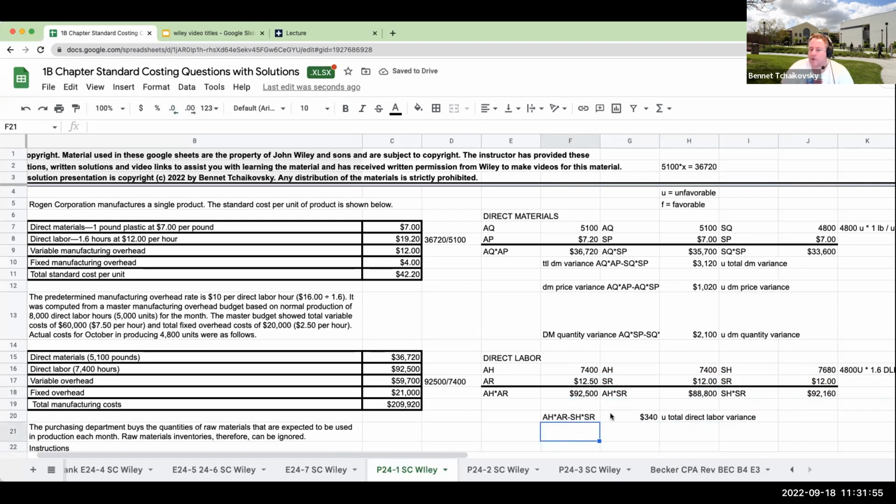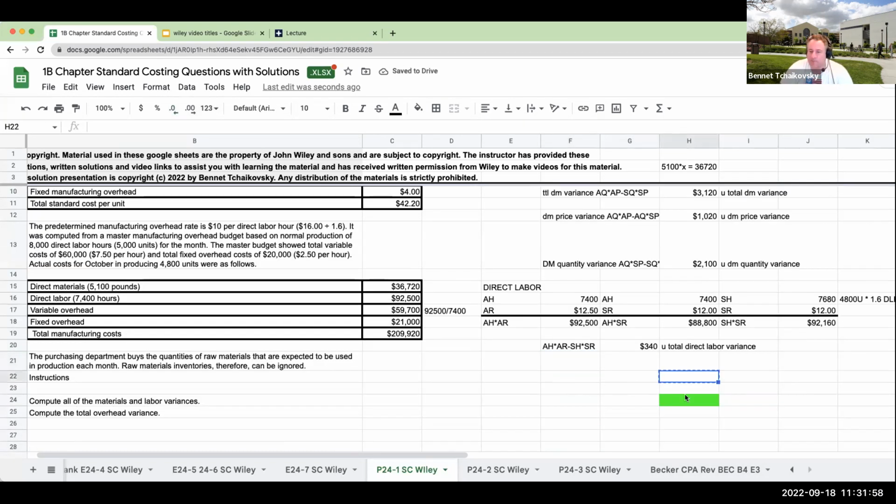Okay, so what do I want to do when I'm going through and checking my work? Well, I have to go through and say, all right, my two components of my direct labor variance are, the first one's going to be my rate or price variance. So this is going to be AH times AR minus AH times SR. Again, I am leaving the hours constant. I'm focusing on the rate. So this is going to be an unfavorable variance of 3,700.